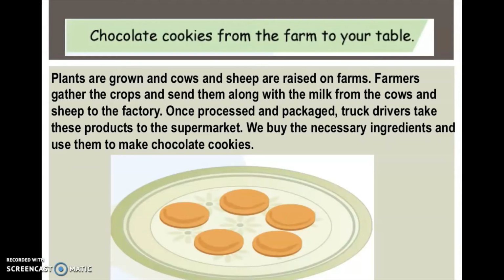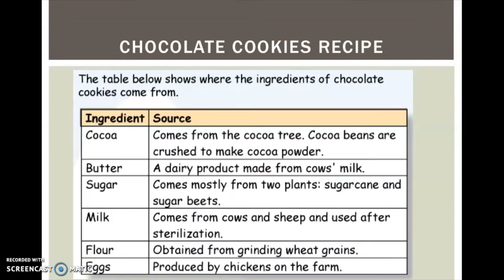Chocolate cookies from the farm to your table. Plants are grown and cows and sheep are raised on farms. Farmers gather crops and send them along with the milk from the cows and sheep to the factory. Once processed and packaged, truck drivers take these products to the supermarket. We buy the necessary ingredients and use them to make chocolate cookies. The table below shows where the ingredients of chocolate cookies come from.